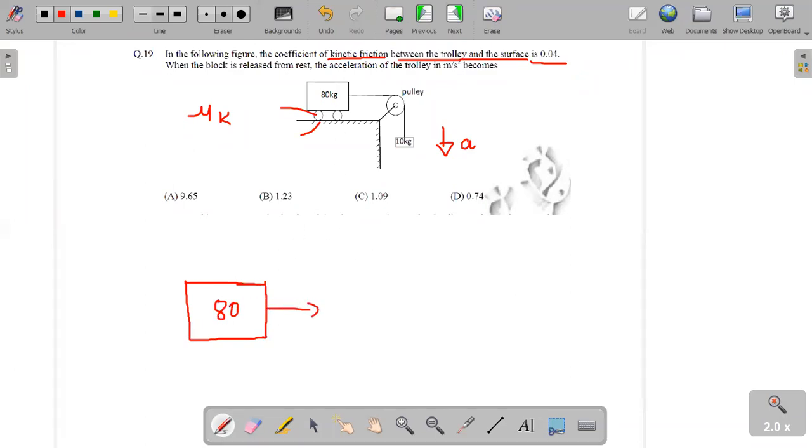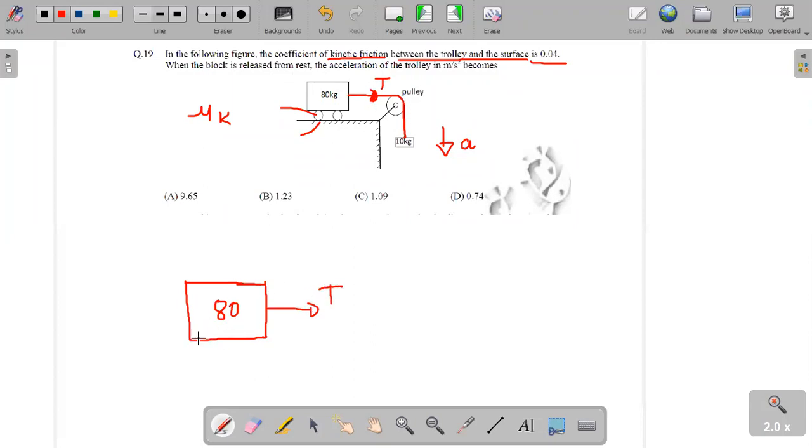So let's say this is the string attached. So in this, why will this block move? Because due to the tension, यहाँ पे जो tension होगा उसके कारण. So T is the driving force, tension in the string.